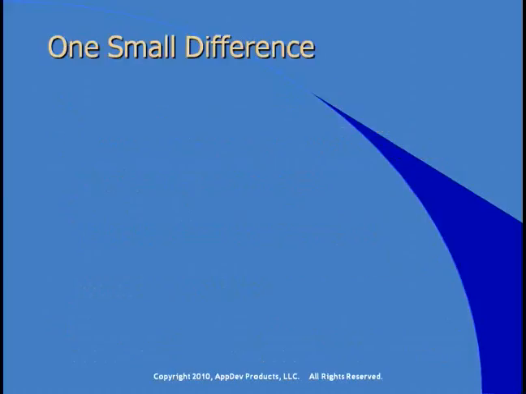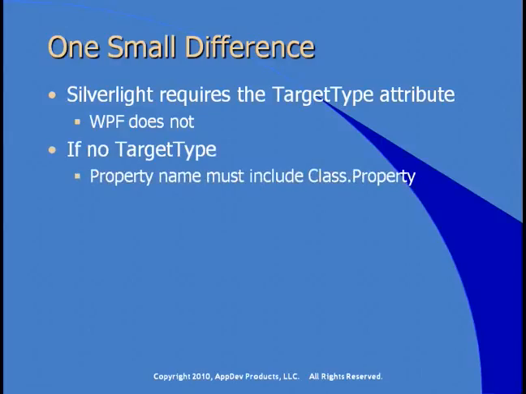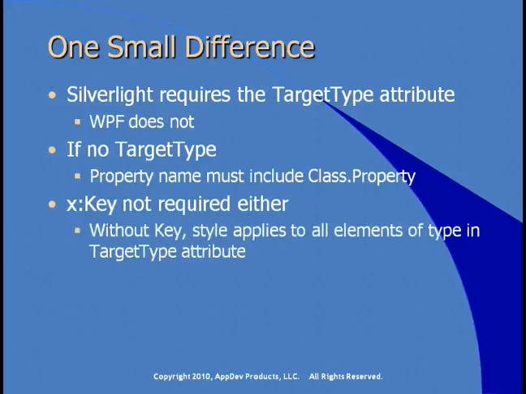There is one small difference to note. Silverlight requires the target type attribute, but WPF does not. If there's not a target type attribute, like button in our previous example, the property name must include class.property so the code can tell what it can apply to. The x:key isn't required either. Without the key, the style applies to all elements of the type in the target type attribute.